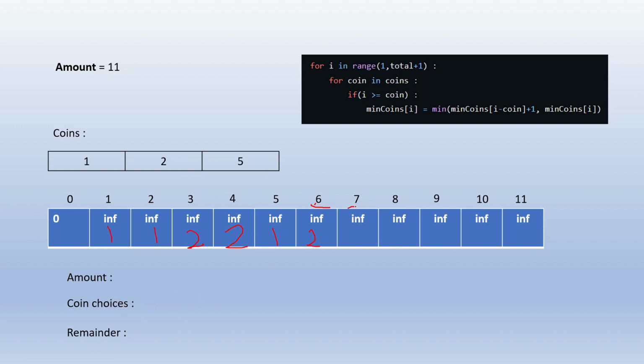Let's see 7. 5, 2 and 1 are less than 7. If we take 5, 1 coin of 5 is required. The remainder is 2. To make the sum 2, 1 coin is required. See here, to make the sum 2, 1 is required. So 1 coin is required. To make the sum 7, a total of 2 coins are required. 5 plus 2 is 7.